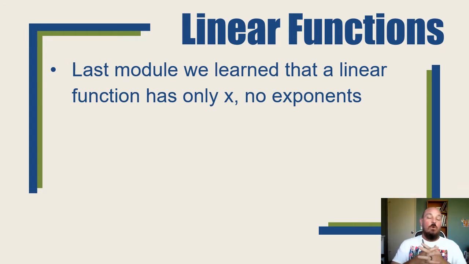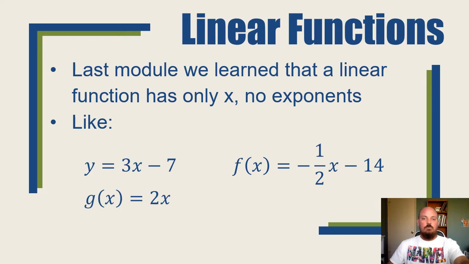But when you're talking about an equation, the way you'd recognize a linear function is that you have no exponents, you have just a single x to the first power, nothing else. So here's three examples of linear functions. We have y equals 3x minus 7, f of x equals negative 1/2 x minus 14, and g of x equals 2x. So what you notice is one of them is y, one of them is f of x, one of them is g of x. That doesn't matter. That's really just the name of the function.